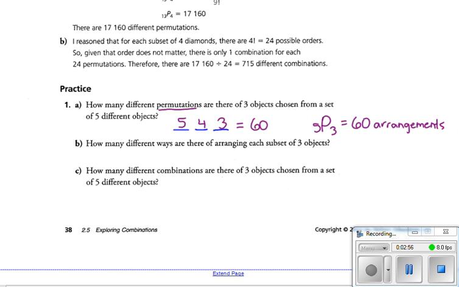Now I'm not going to write out all 60. So how many different ways are there of arranging each subset of these 3 objects? What I mean by that is we know there's 60 arrangements of picking 3 out of 5. Now those 3 that we've chosen, how many ways can I arrange those 3? Say my 5 objects are A, B, C, D, and E. Let's say we have A, B, and C. How many ways can we arrange A, B, C?